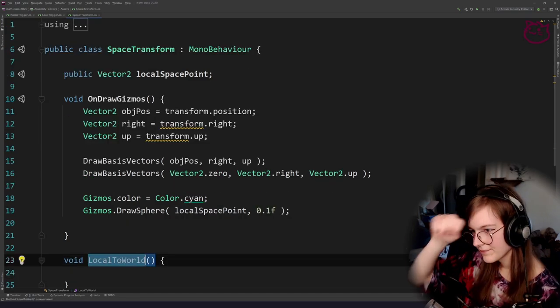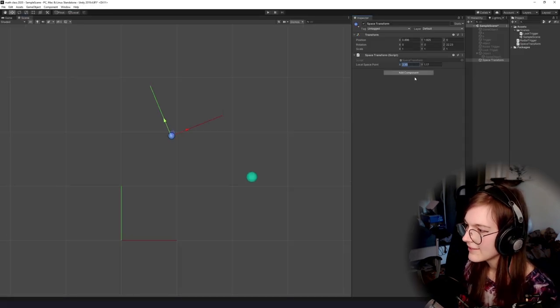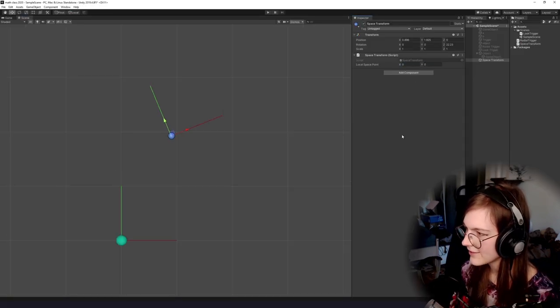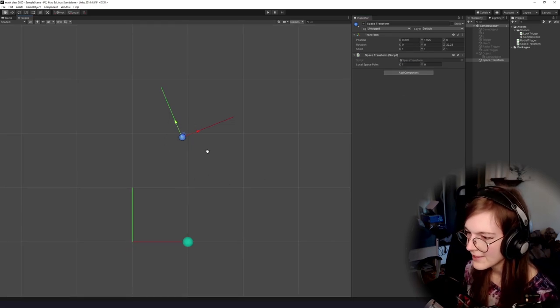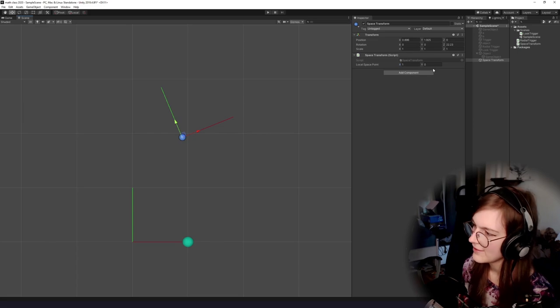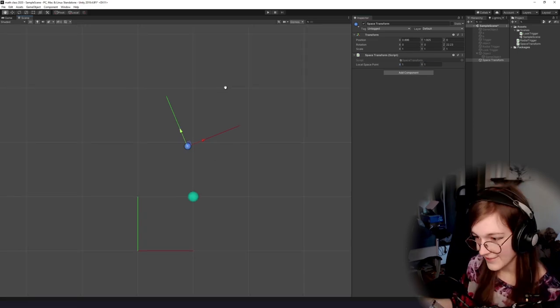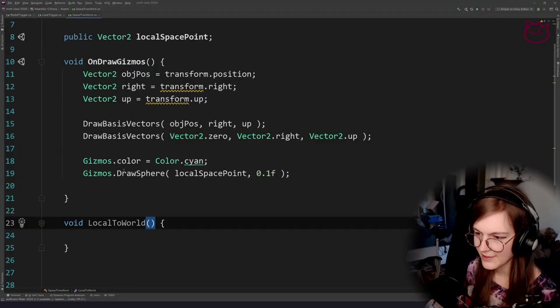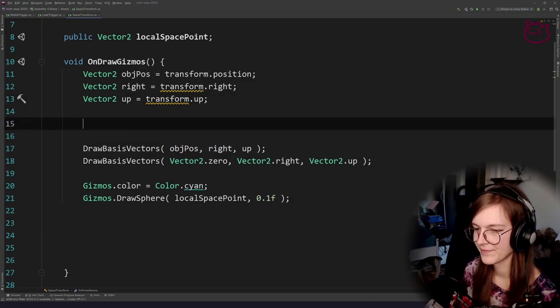Okay, so we have our local space point. It is currently drawing at the incorrect location. So if we set this to 0, it should draw here. If we set x to 1, it should draw here. If we set y to 1, it should draw here, right? But it's not. So we need to write this function. Okay. Actually, let's just make a local function because we have all the variables here.